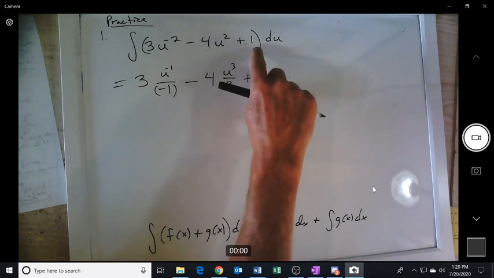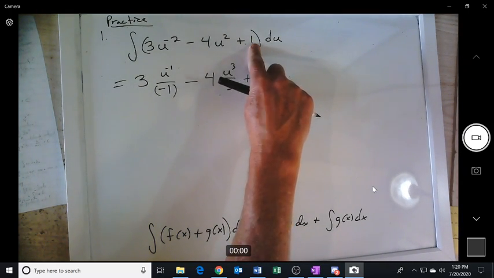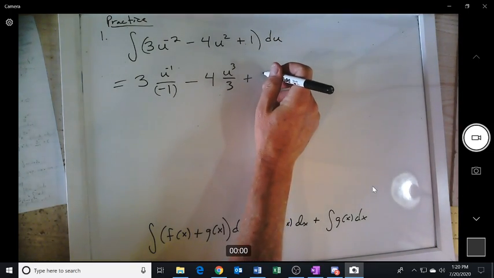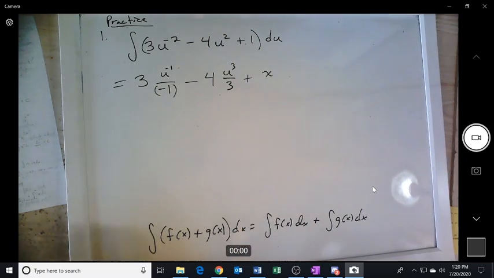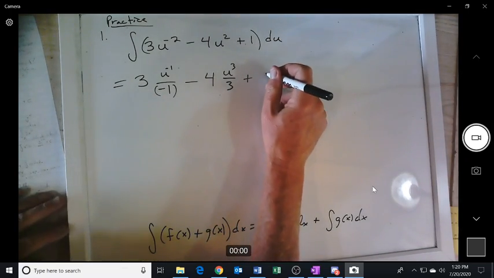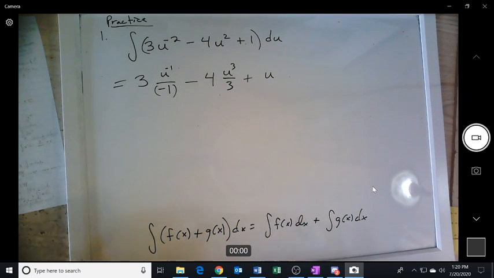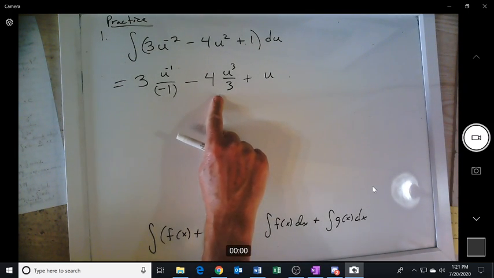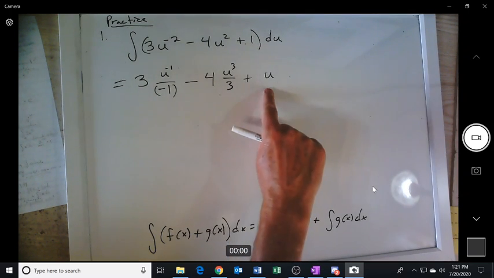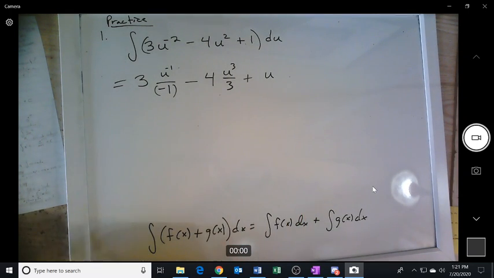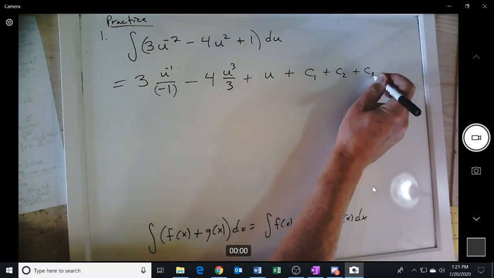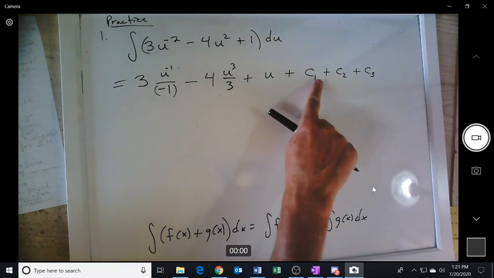And then this one, the exponent is 0 plus 1, x to the 0, so add 1 and it becomes 1x. X to the 1 over 1 is just x, no, not x, u. Now, when I did this one, I get an arbitrary constant. When I do this one, I get an arbitrary constant. When I do this one, I get an arbitrary constant. So I could write plus C1 plus C2 plus C3 for 3 arbitrary constants that came about.